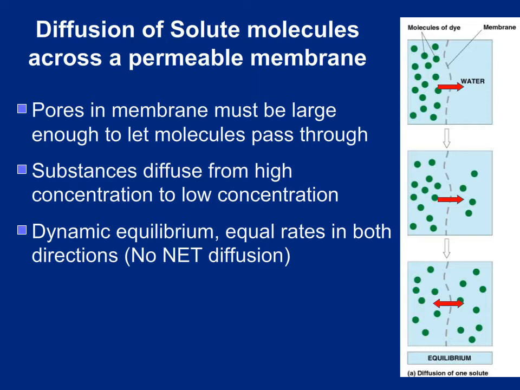Now, at equilibrium, there are equal concentrations of the solute on both sides of the membrane. Now, this doesn't mean that molecular motion stops, but it simply means that every time a dye molecule moves from the left side of the screen, another one moves from the right side of the screen. So at that point, we say that we're at equilibrium.